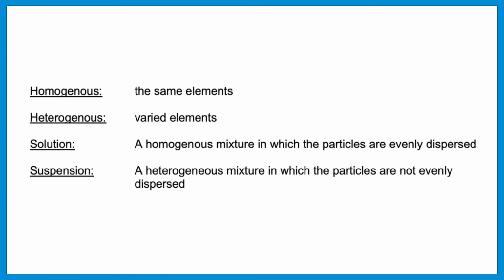After you stir it, it's all evenly mixed. A suspension is a heterogeneous mixture in which the particles are not evenly dispersed. So think about particles suspended in the river or soot in the air. Those are examples of suspensions where you still have solid particles.